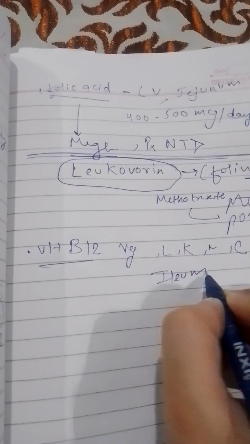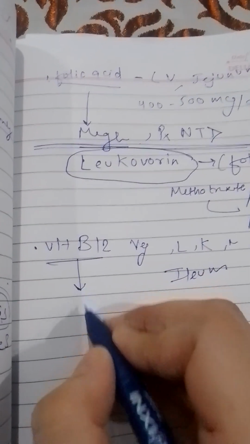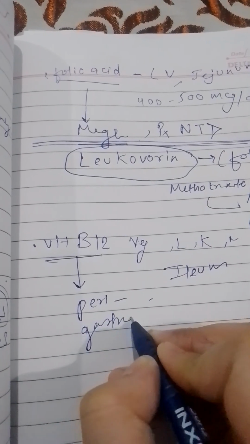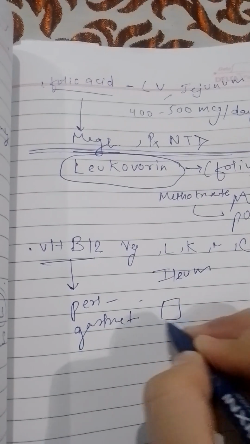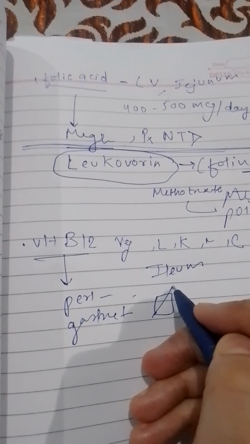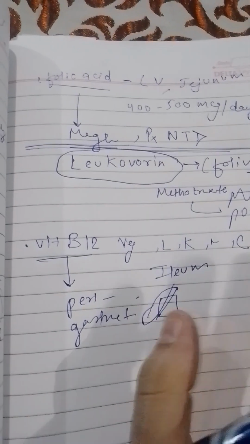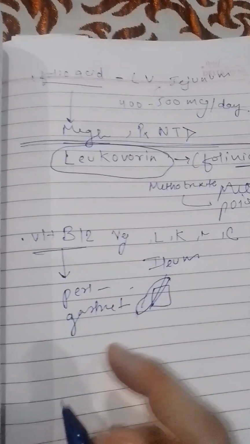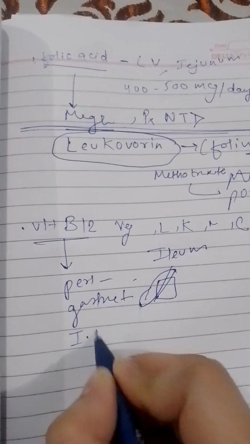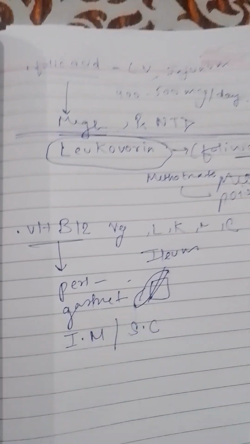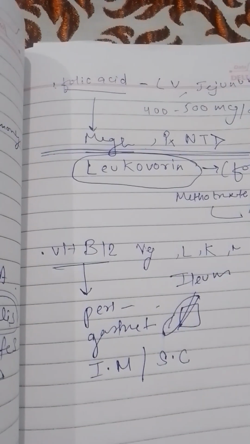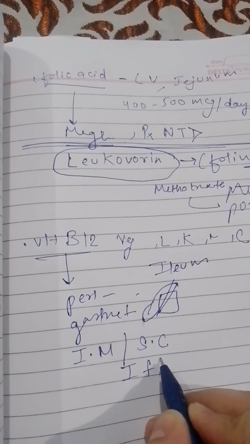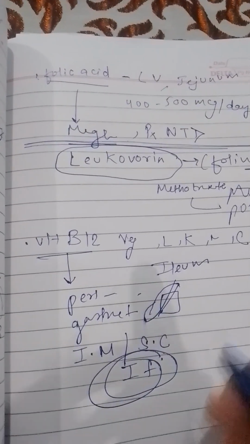Okay, and basically we use vitamin B12 for the treatment of pernicious anemia, or in case of a gastrectomy, when we cut the stomach of the patient to reduce the size of it. Okay, that concept. Then also we are going to use this vitamin B12. Vitamin B12 is given by the IM route, or we can also give it by the subcutaneous route. And orally, for example, if there is intrinsic factor deficiency, then we can give vitamin B12 orally also.